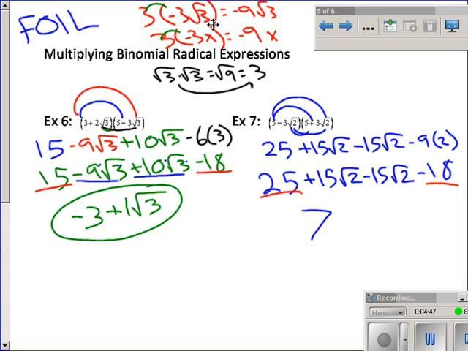The other thing I'm looking for is like radicals, and in this case, positive 15 root 2 and negative 15 root 2. Well, positive 15 root 2 minus 15 root 2 leaves us with 0, so this is our final answer. But this middle term here, these two terms dropped out. And if you look back at the problem, that makes sense because these two numbers were conjugates. And we're going to learn more about that in the next section.